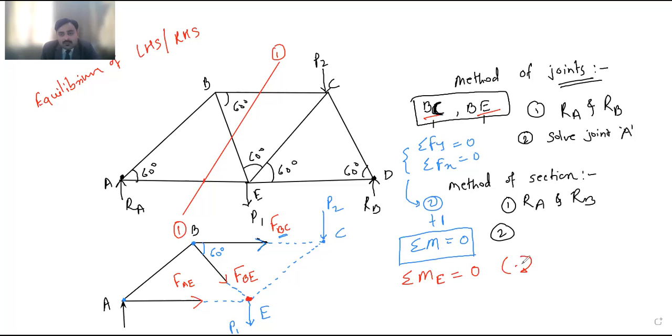Sign conventions are the same, clockwise forces positive, anti-clockwise forces negative. So once I apply this equation, then what will I get? The moment of this BE will become 0, moment of AE will become 0, and the third force remaining is only FBC. Current section mulo kiti force cut zalele? BC, BE ani AE. So he teenas force tumcha calculation madhe yetil. He baki che cut na zalele force je asnar ahet.